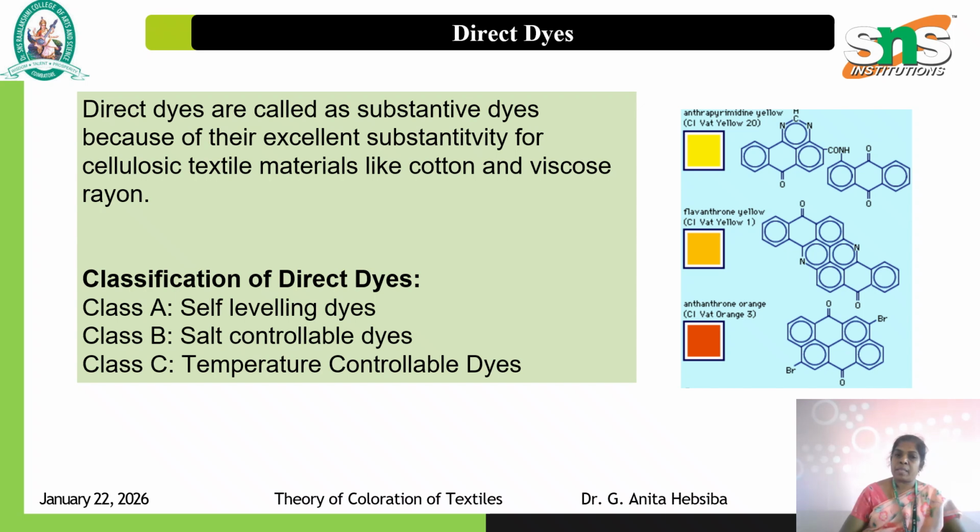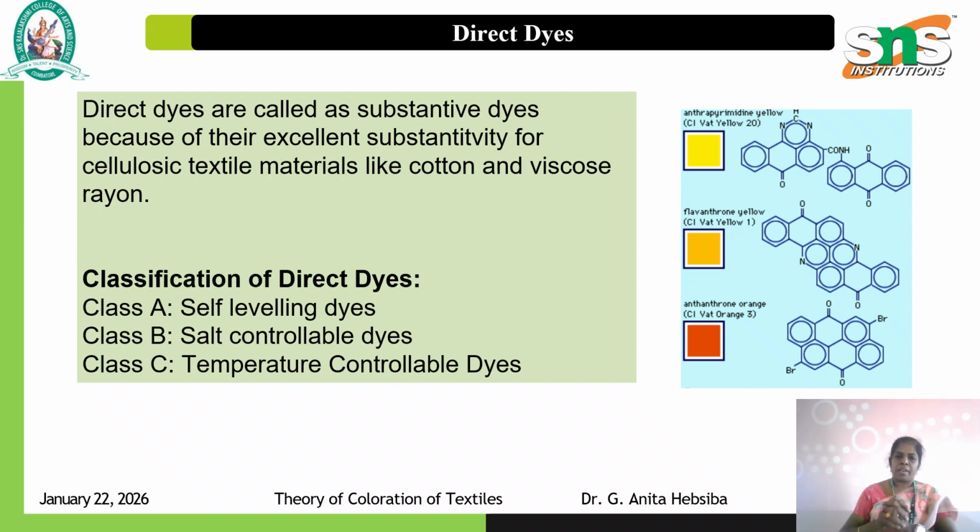They are also called substantive dyes because of their excellent substantivity for cellulosic textile materials like cotton and viscose rayon. They cannot be applied to protein fibers and other synthetics, but they have direct affinity for cotton and viscose rayon. There are three different classifications of direct dyes: self-leveling, salt controllable, and temperature controllable dyes.